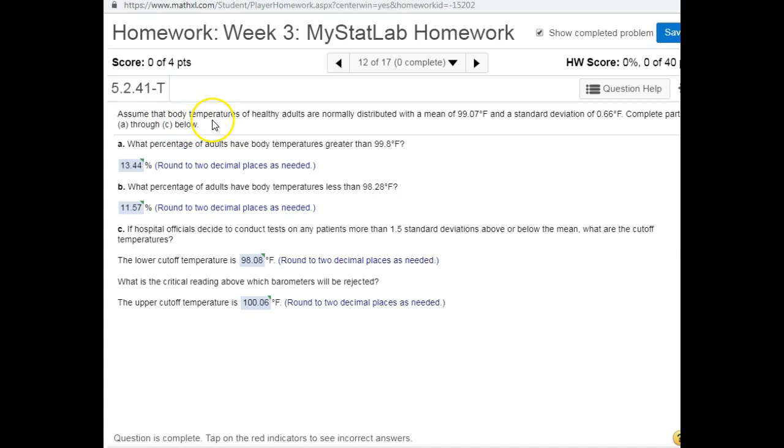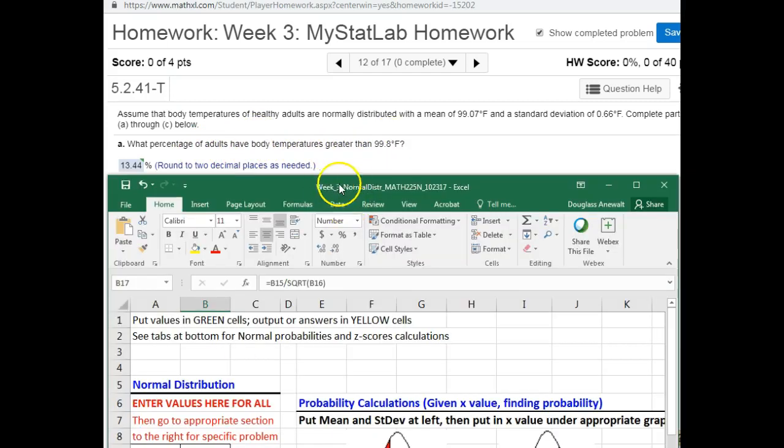We assume the body temperature of healthy adults is normally distributed, and then it gives us the mean and the standard deviation. So the first thing we're going to ask is what percentage of adults have a body temperature greater than a certain value. So in the week 3 spreadsheet, it reminds us to put the values in the green cells, answers will be in the yellow cells.